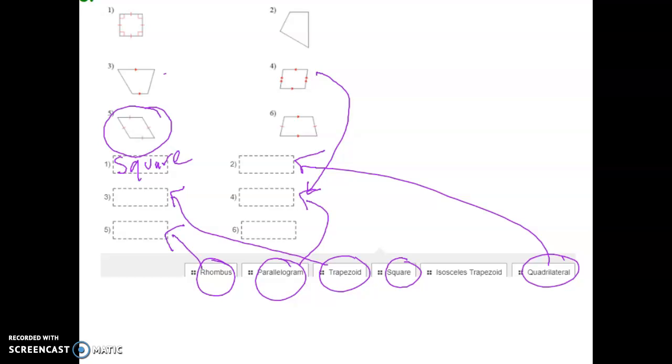And number 6 has one set of parallel sides, so we know it's a trapezoid, but more specifically, this pair of legs here is the same measure. So that's the same as an isosceles triangle, right, with its head cut off. That's an isosceles trapezoid.